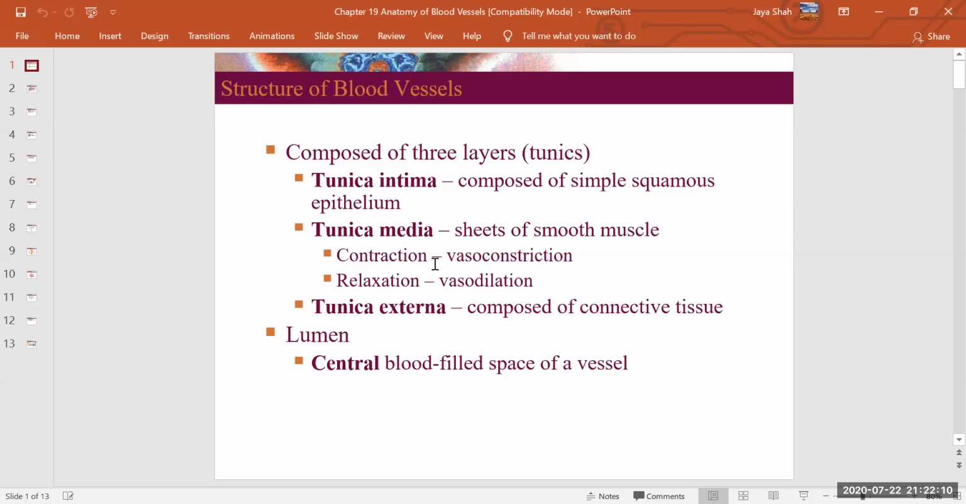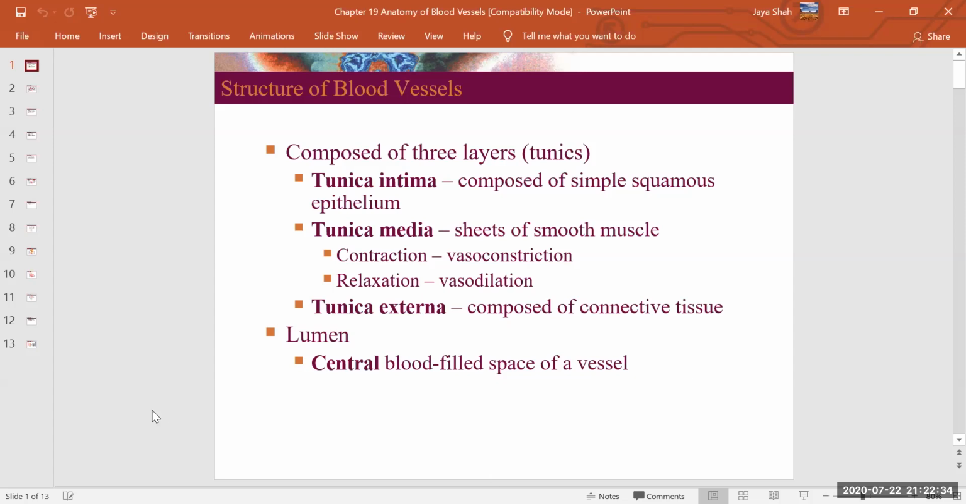So the sympathetic nervous system constricts these smooth muscles and reduces the diameter of the blood vessel, and the parasympathetic or sympathetic relaxation dilates this blood vessel. Tunica externa is composed of connective tissue, and the cavity inside is called lumen, which is filled with blood.